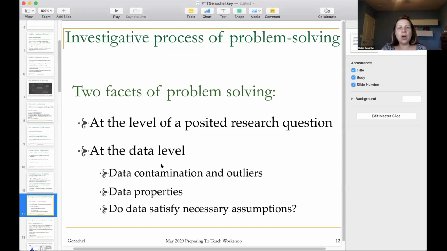There are two facets to problem solving. One is at the level of the research question, and the other is at the data level. And the data level is always interesting in an introductory class, because at the data level, what can happen is you can have contamination in your data. That's very likely. You can have what's considered an outlier. Data properties, do you have ordinal data? Do you have continuous data? And then do the data satisfy the necessary assumptions for the research methods that you have in mind in terms of applying? So for data contamination and outliers, given the time, I'm going to skip this next example.